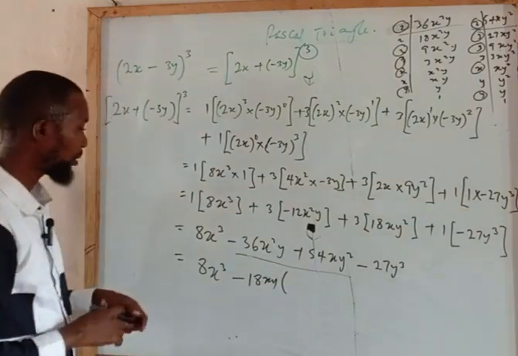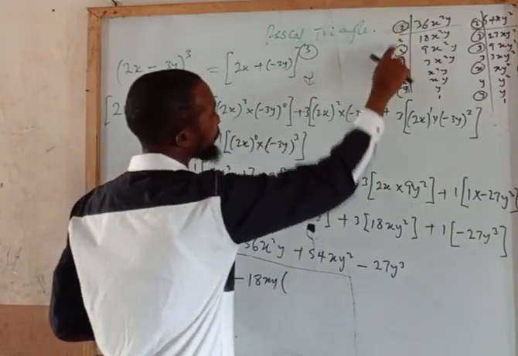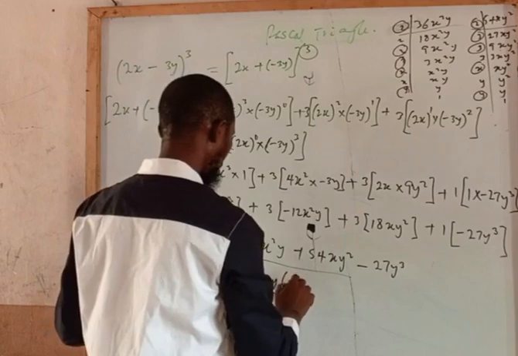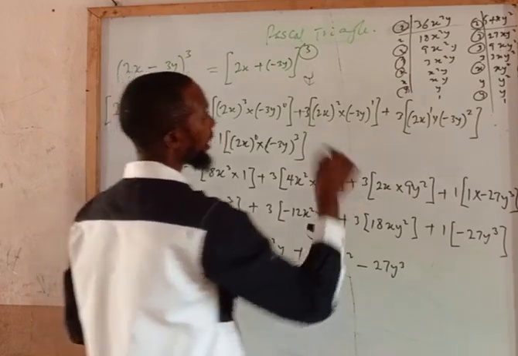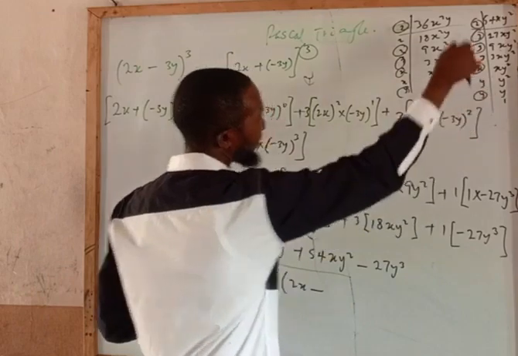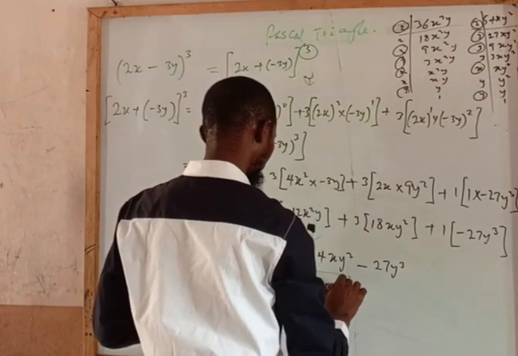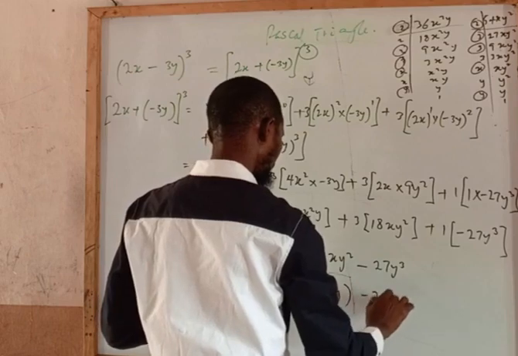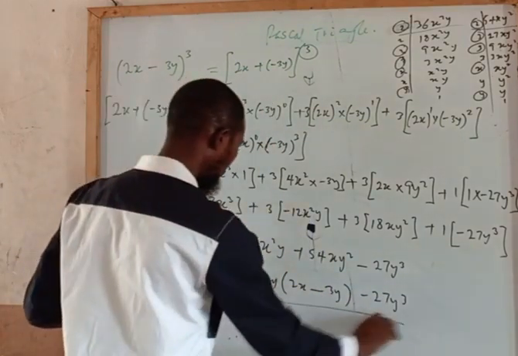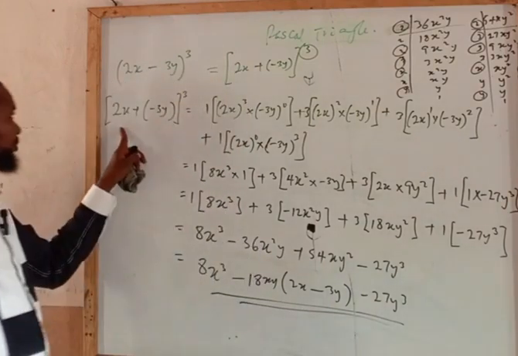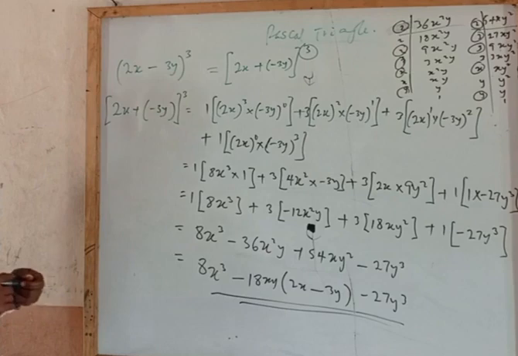Now, what do I have left? In this first expression here, I'm left with 2x. So I can say 2x minus, then what do I have left here? That is 3y, minus 3y, minus 27y cubed. So the result we have here is what? The solution to the expansion of 2x minus 3y raised to the power of 3.